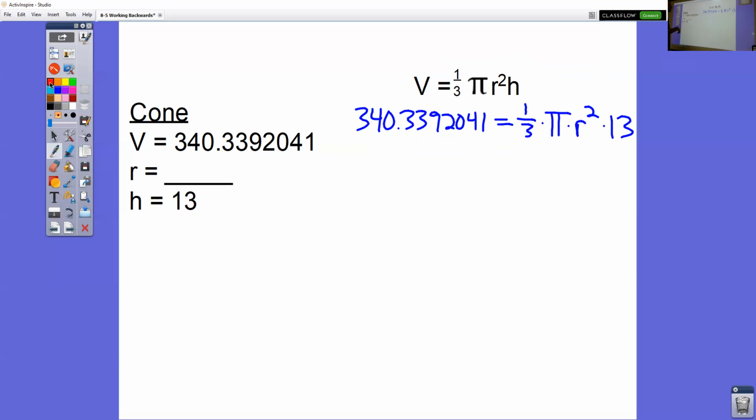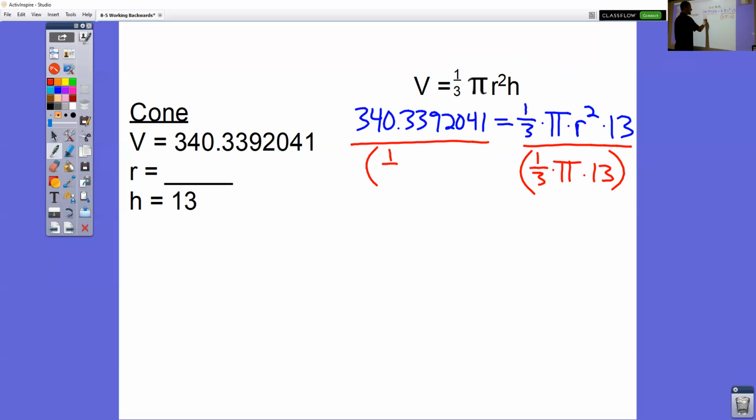Sub in what you know is the first step. The second step is to divide by everything except for the letter that we're solving for. We're solving for r. So we want to divide by 1/3 times pi times 13. Make sure that you put that inside parentheses. Whatever you do to one side of the equal sign, you have to do to the other side of the equal sign. So why we're dividing by 1/3 times pi times 13 is we want to get that r squared all by itself. So that means that this 1/3 cancels out, the pi cancels out, and the 13 cancels out. All that we're left with on that right-hand side is r squared.